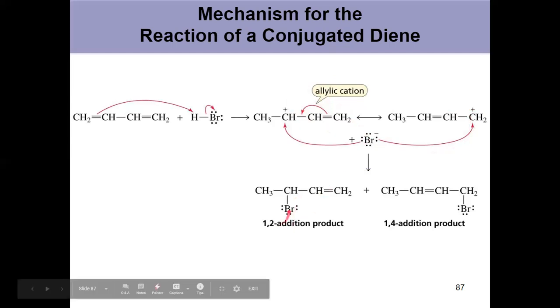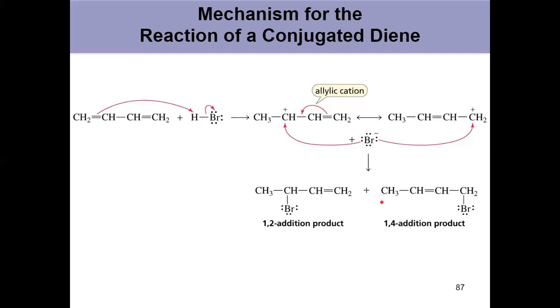In one situation, the hydrogen and the bromine added next to each other. That's the 1,2 addition product. And the other one is the 1,4 addition product. So the first step is always the addition of the electrophile to one of your alkenes. Then you get your carbocation, and you see the resonance contributors to that carbocation.